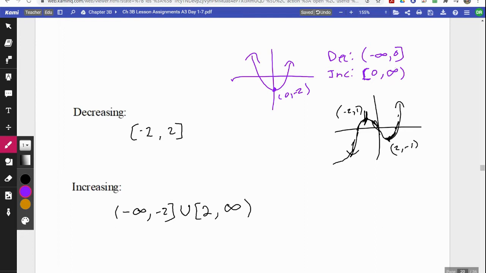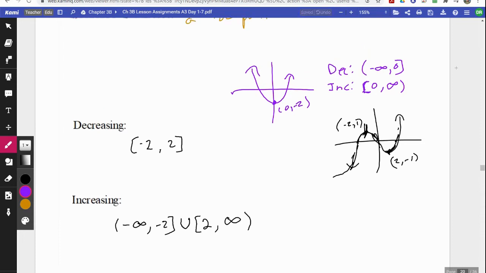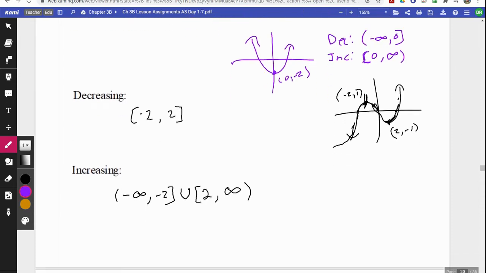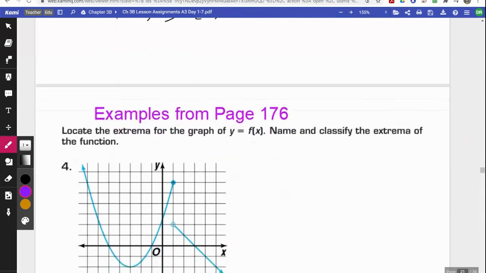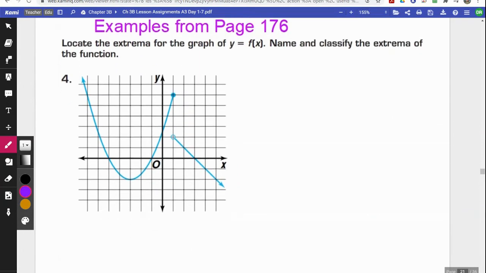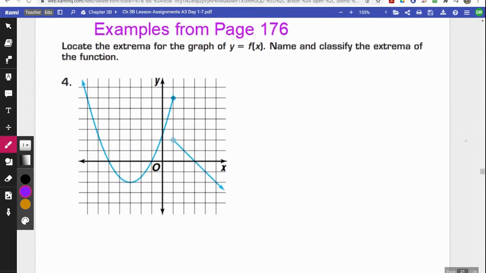So these are more attributes of a graph, and that's why this unit is called the nature of graphs. We're finding all these attributes of graphs that we can describe. So look at the extrema for a graph and name and classify the extrema of the function.